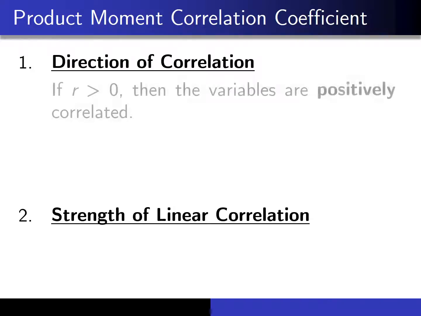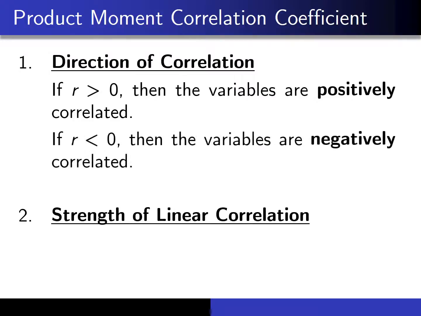If the product moment correlation coefficient is positive, then the two variables are positively correlated. In other words, y increases in value as x increases. If the product moment correlation coefficient is negative, then the two variables are negatively correlated. In other words, y decreases in value as x increases.